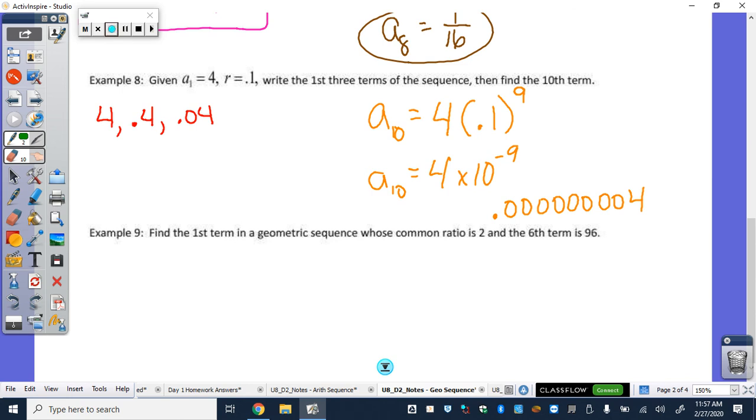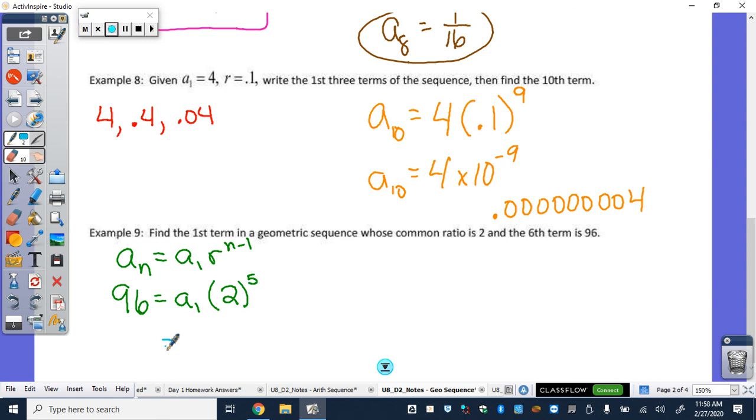Example 9, find the first term in a sequence whose common ratio is 2, and the 6th term is 96. So again, using our geometric formula we've been given, we can use this to figure it out. We know our nth term this time. That's our term somewhere in the future. That's our 6th term. So I'm going to put 96 in for my a sub n. We're trying to figure out our first one. Our common ratio is 2. And then 2 would be to the 5th power because it would be 6 minus 1. So that's going to be a 5.